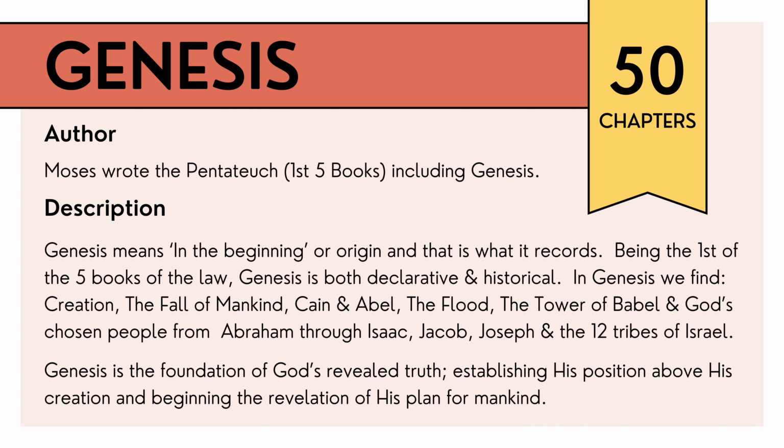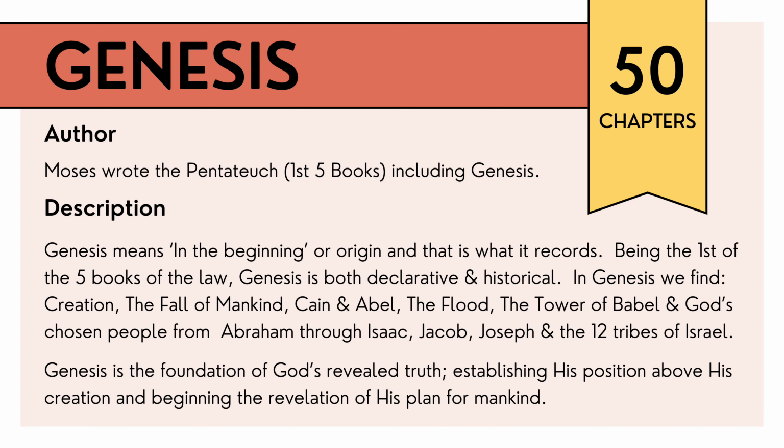Jacob tore his clothes and put sackcloth on his waist and mourned for his son many days. All his sons and all his daughters rose up to comfort him, but he refused to be comforted. He said, "For I will go down to Sheol to my son, mourning." His father wept for him. The Midianites sold him into Egypt to Potiphar, an officer of Pharaoh's, the captain of the guard.